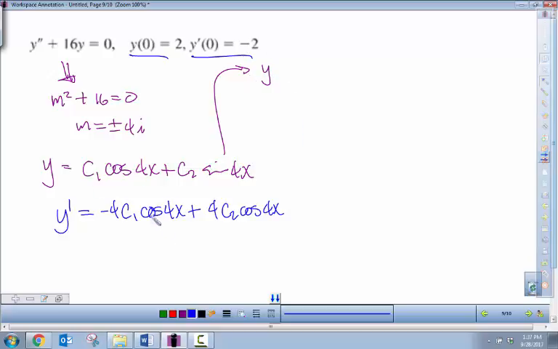Oh, which one? This one? Yeah, thanks. All right. Well, remember, when we do this, we forget about the i's. We just lose the i's because they're constants anyways.